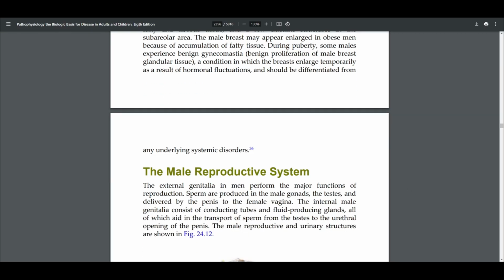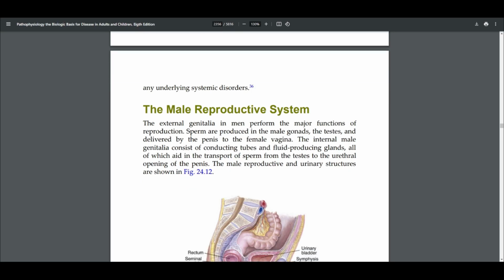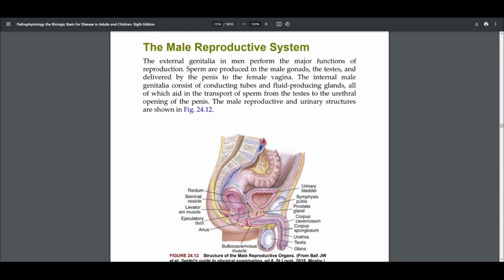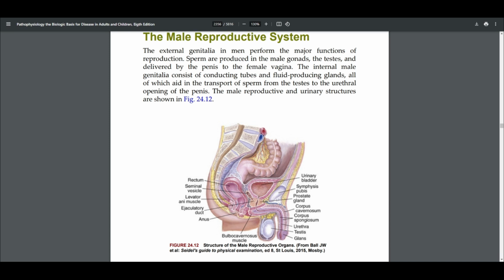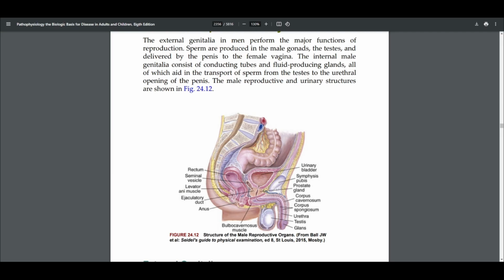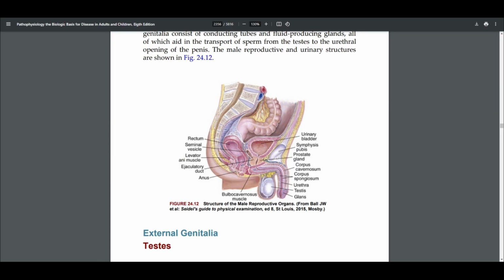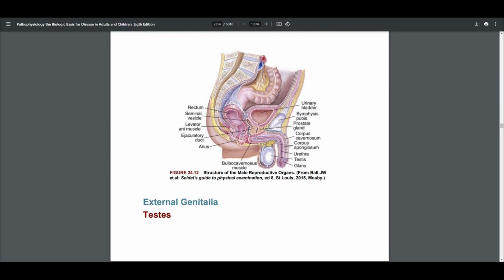The male reproductive system, the external genitalia in men, perform the major functions of reproduction. Sperm are produced in the male gonads, the testes, and delivered by the penis to the female vagina. The internal male genitalia consist of conducting tubes and fluid-producing glands, all of which aid in the transport of sperm from the testes to the urethral opening of the penis. The male reproductive and urinary structures are shown in the following figure. So if you need a refresher for your anatomy, go ahead and hit pause.